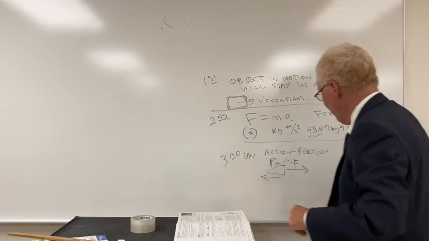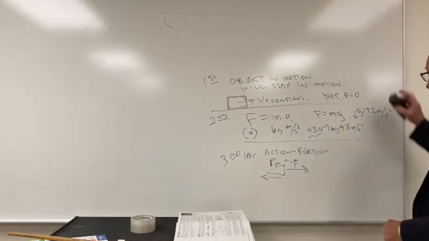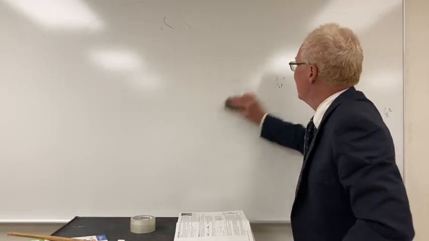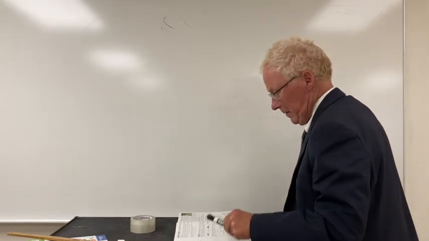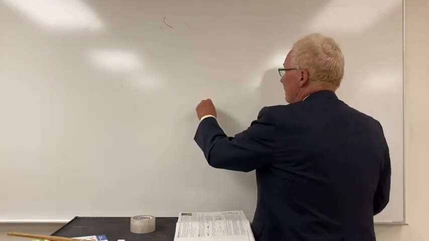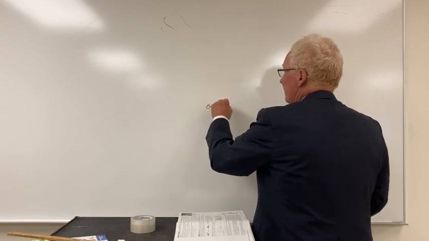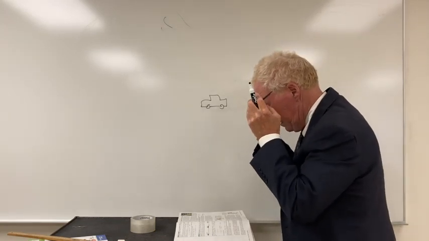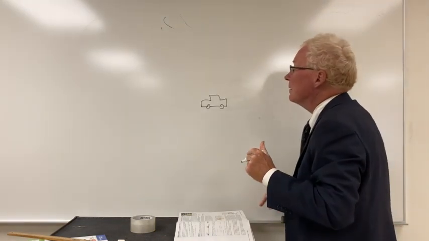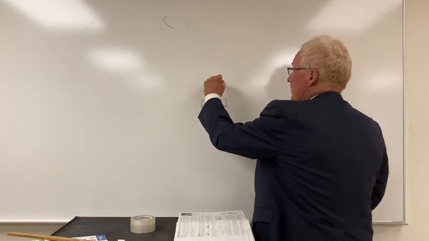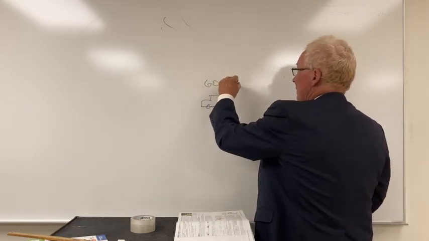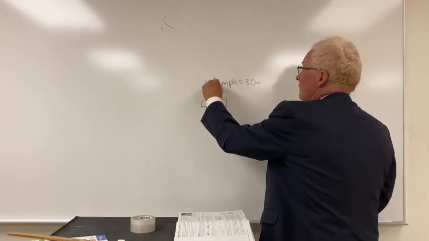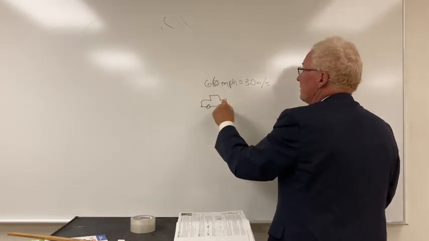All right, well, let's do an example using this. They have an example in the book, or we can do something like that. We have a car going 60 miles per hour. Oh, roughly 30 meters per second. Let's go 66 miles per hour, which would be 30 meters per second.